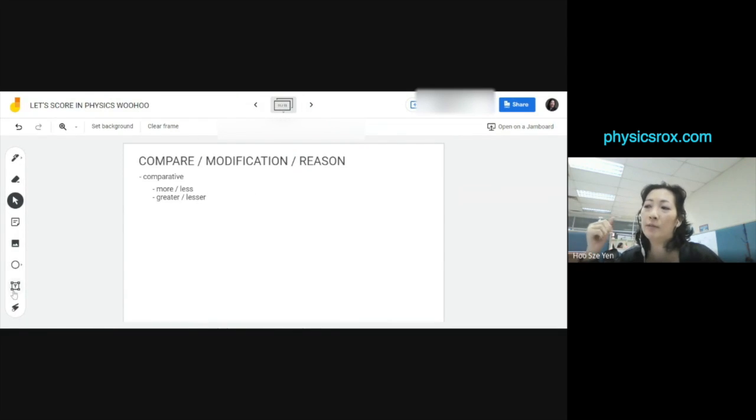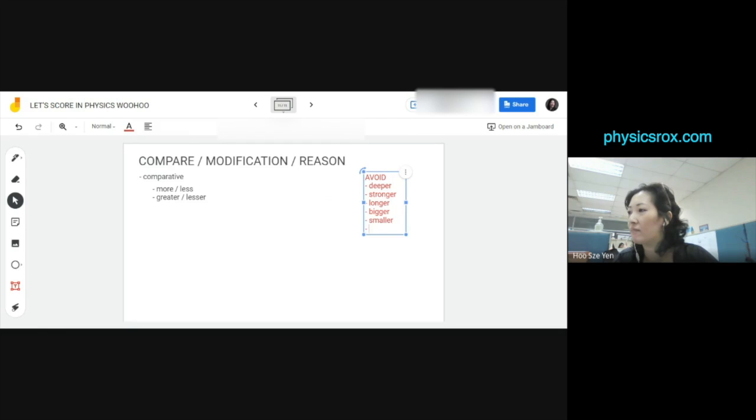So use the terms more or less, or you can say greater or lesser. I think I've mentioned this in my Form 4 class. Avoid using these terms. I told you not to use some of these terms, right? So you try to avoid using terms like deeper. Try to avoid saying stronger, longer. What are the others I gave you? I think bigger and smaller can also be avoided, but that's just a blanket rule. Try to avoid. Faster, slower. Higher too. Yep, avoid using all these terms. There may be other terms also, but I think you get the idea.